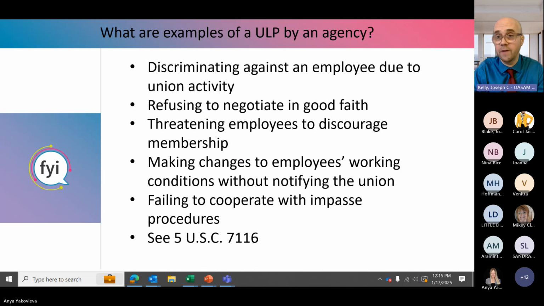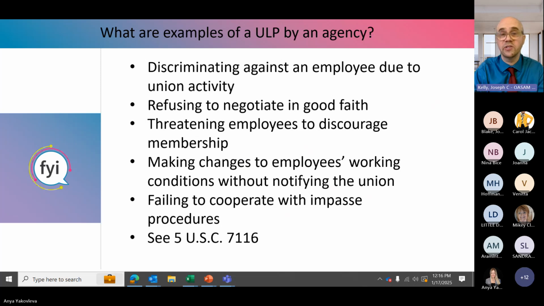Refusing to negotiate in good faith is also an example of an unfair labor practice by an agency. The agency and the union could be negotiating a new main collective bargaining agreement. They could be negotiating a memorandum of understanding regarding maybe an office move or a change in personnel policy that the agency wants to institute. But where there are negotiations going on between the agency and the union, it's an unfair labor practice for the agency to not negotiate in good faith with the union.